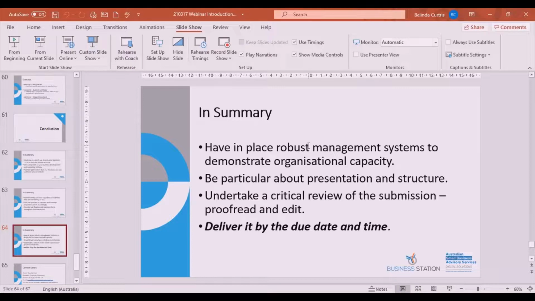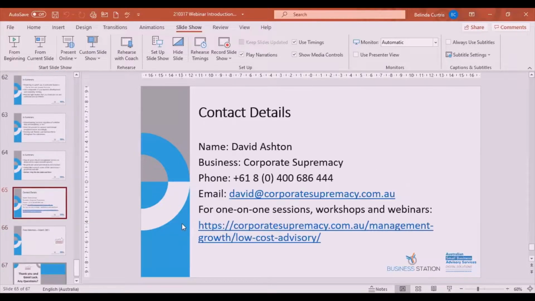Undertake a critical review of the submission, so proofread and edit, and deliver it by the due date and time, otherwise you've wasted a lot of time. So that's important.